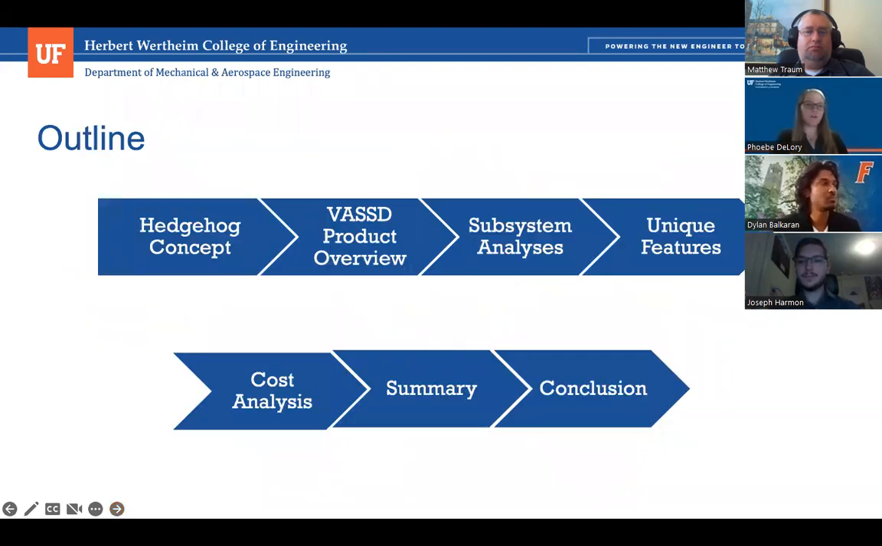So as an overview of our presentation, we'll walk you through our hedgehog concept and then give you an overview of our product itself, then go through some of our specific analyses for our 6 different subsystems, as well as recap some of our unique features. And then we'll go through our cost of our prototype as well as our production models, and then wrap it up.